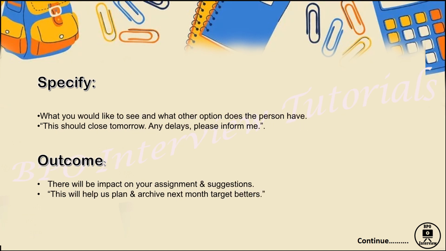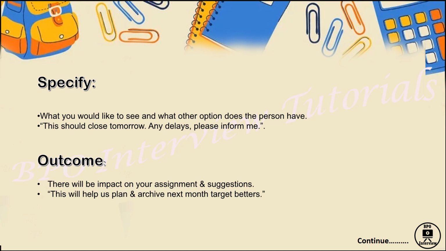Third point, specify. Here we say what you would like to see and what other option the person has. For example, this should close tomorrow, and for any delay, please inform me. You can see the second line in all the points are some examples. Specify that if you find an issue where you did not apologize, you need to put yourself in the place of the customer. You need to think, if that delay happens, what will be the impact on me. In this way we will guide the associate and close our feedback.